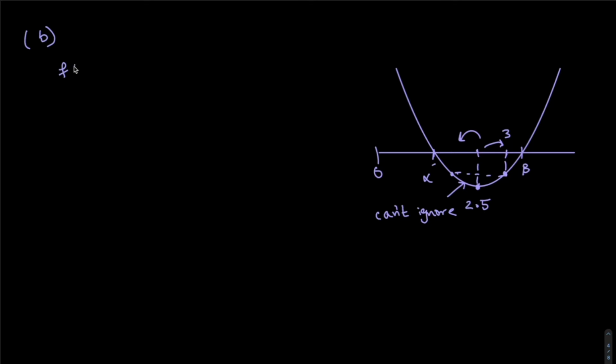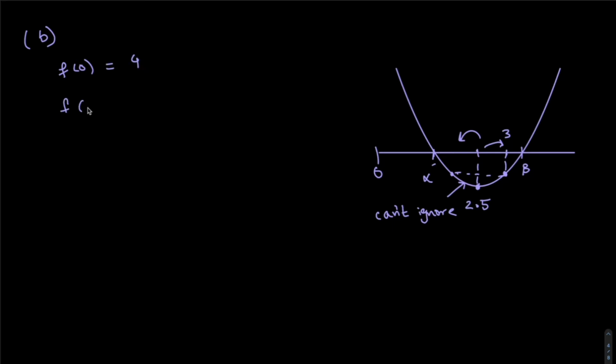I'm going to find f of 0, I'm going to find f of 3, and I'm going to find the vertex, right? I'm going to find the value at f of 2.5, right? Like this. So I'm going to find three things. So let's go ahead and do that. I know f of 0 from the previous part is equal to 4, okay?